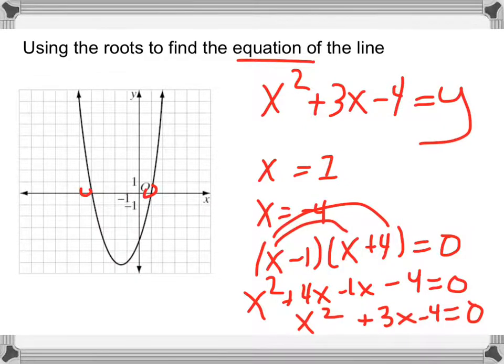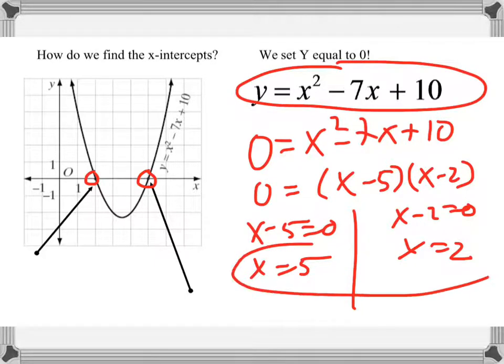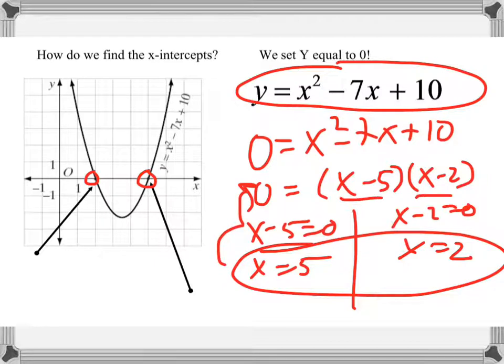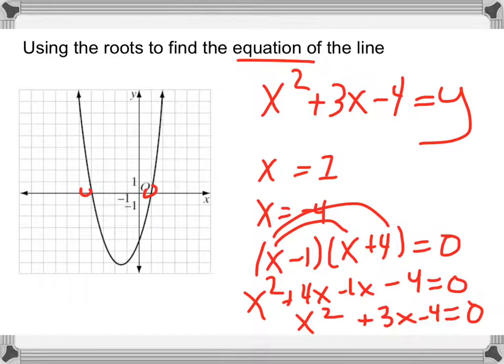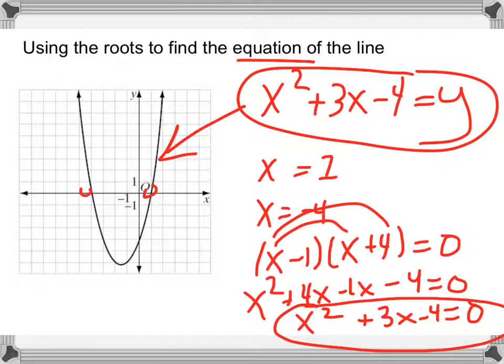Now look again, this is what I did. I went backwards. I was given the two solutions. From there I made the two binomial factors. I FOILed them out to get the quadratic equation, and then instead of putting 0 on one side, I put y on one side in order to get the quadratic function. So this is the equation for this graph. I found the equation using the roots.